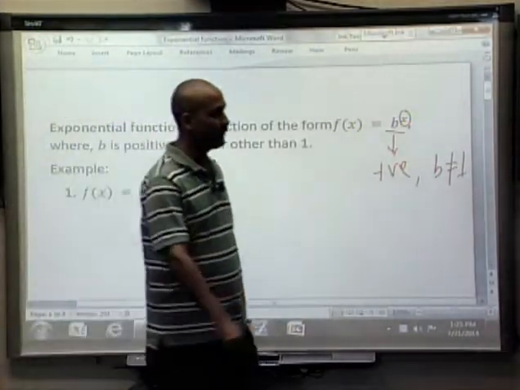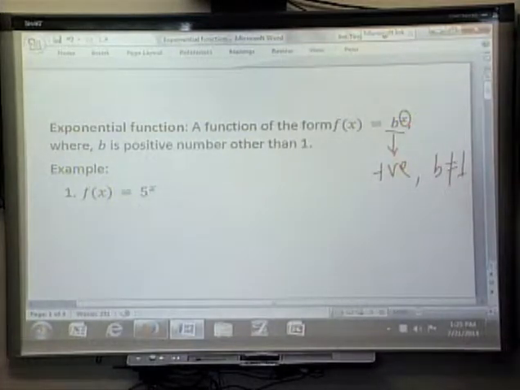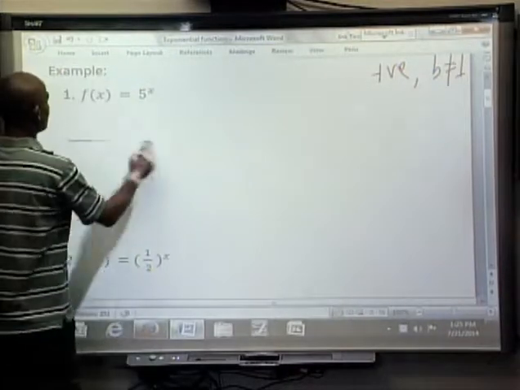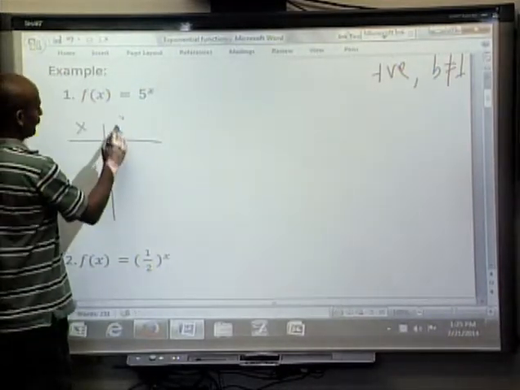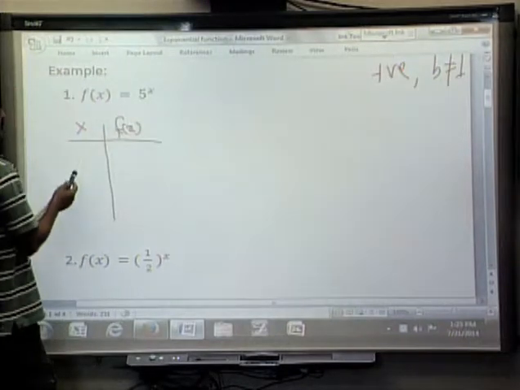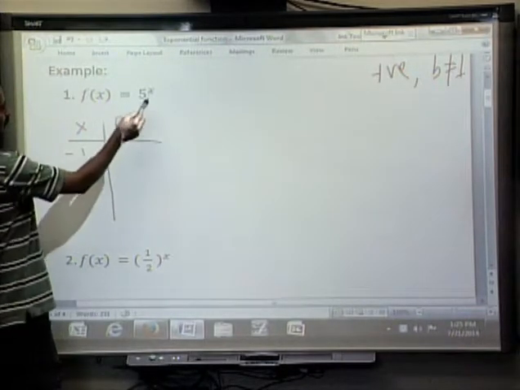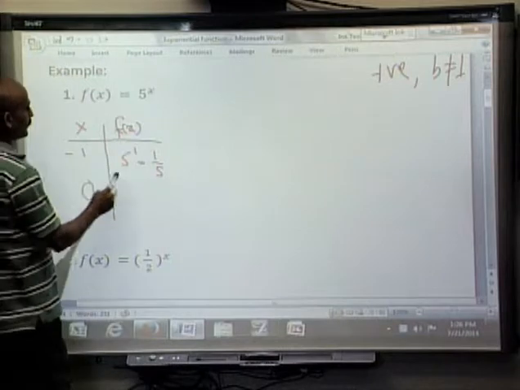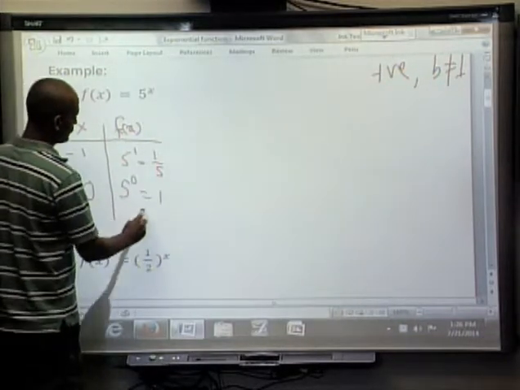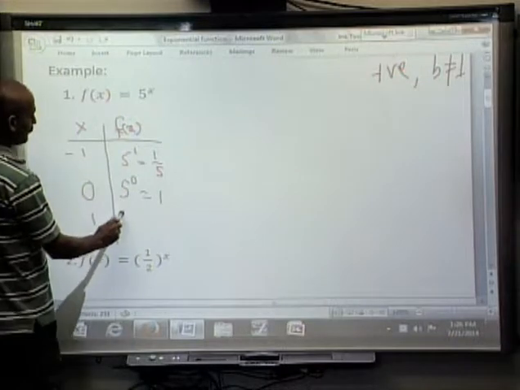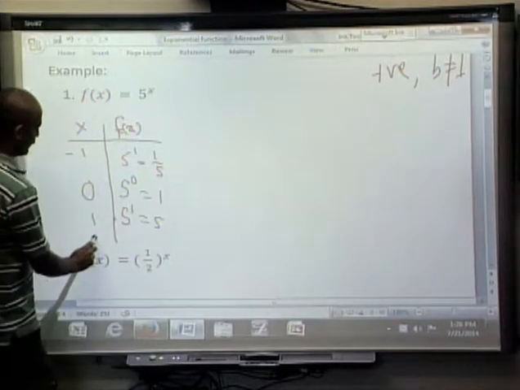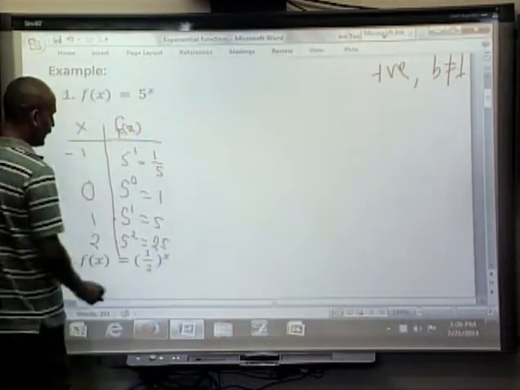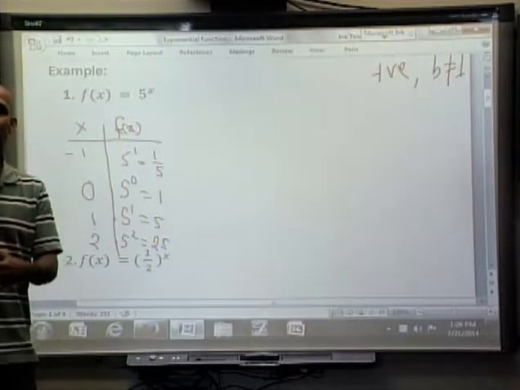Let us look at a few examples of exponential functions. For example, 5 to the x. If we want to graph 5 to the x, we can make a table of x and f of x. We can choose x equal to -1, that means 5 raised to the -1, which is 1/5. If x equals 0, that is 5 to the 0, which is 1. If x equals 1, we get 5. If x equals 2, it is 25. If x equals 3, it is 125.